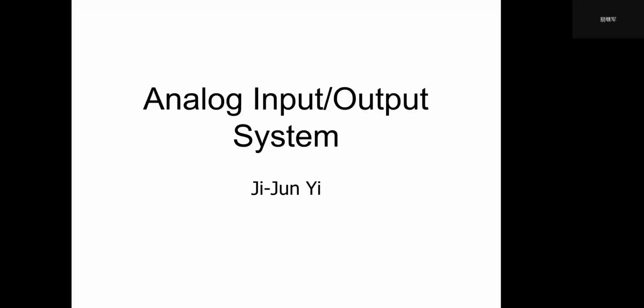Last class, I introduced the discrete input and output, which means digital input and output. This class introduces analog input and output systems.